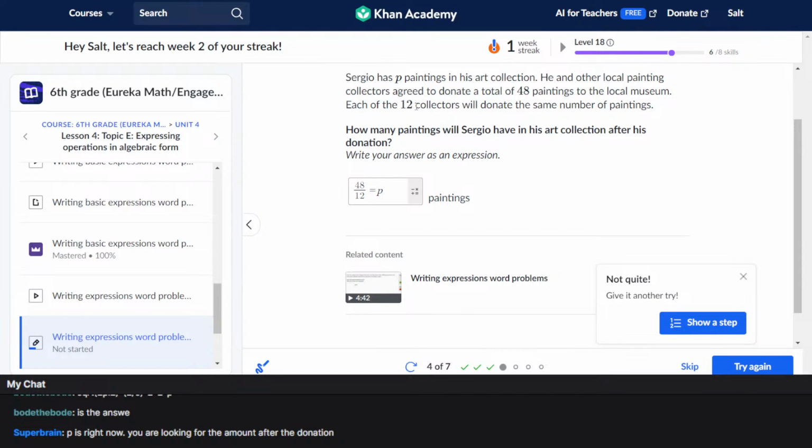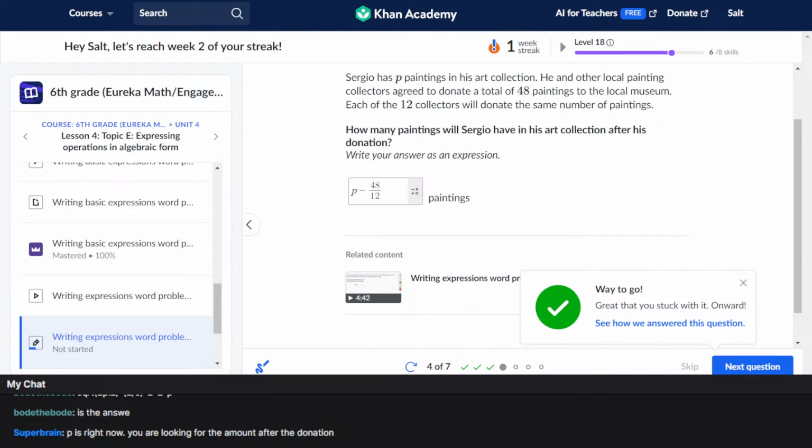So he's one of the 12. How many will he have left in his collection? Not how many paintings did he donate. I just realized I'm asking for how many he donated, but that's not what it's asking. It wants me to find what P is after his donation. Damn it. P minus, then.